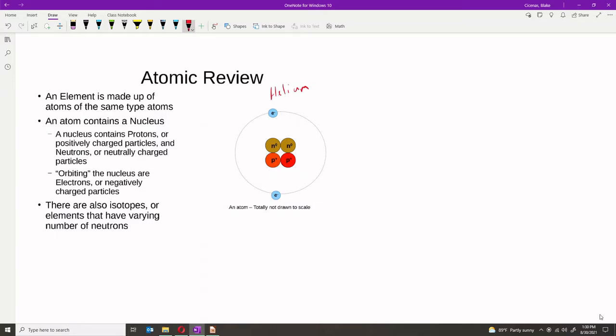And so this is an atom. This is of an element, helium, and it contains a nucleus. The nucleus is always your central region. The brown little circles are your neutrons. I thought brown was a rather neutral color. This 0 signifies its charge, because if you remember, neutral has no charge.